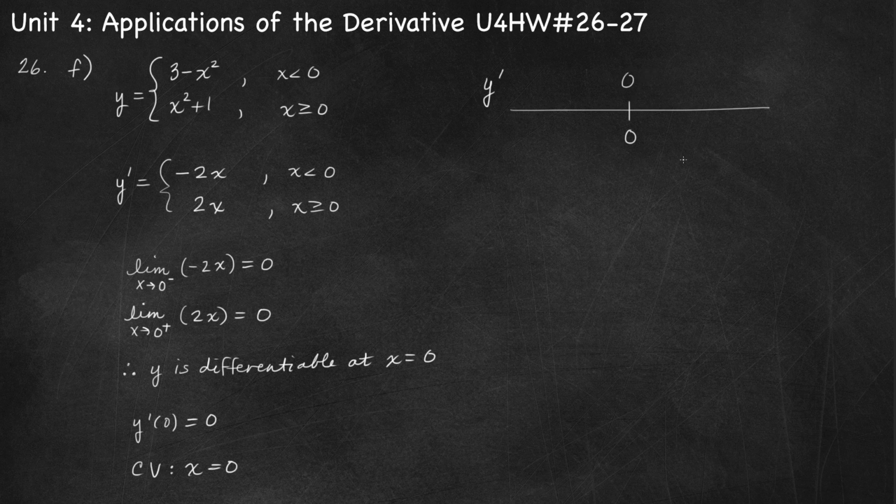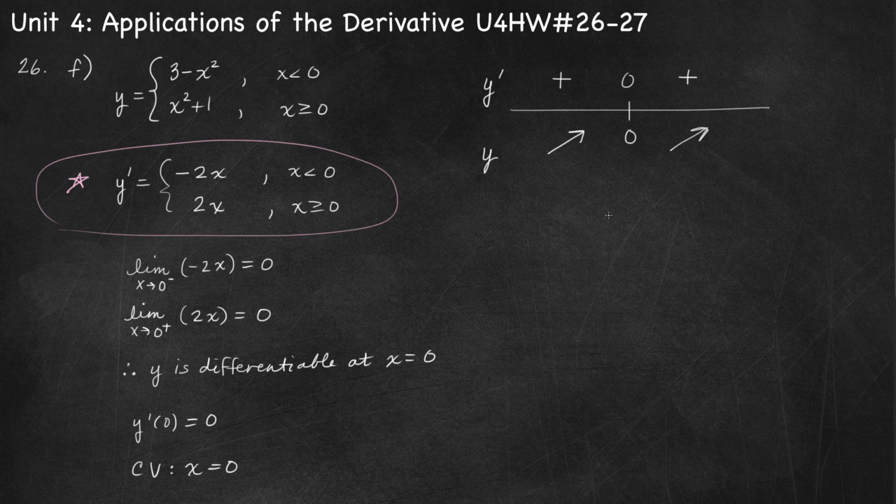So I need to now pick test points to see whether the other real numbers make the derivative positive or negative. So let's pick a test point of negative 100. And we're going to put that into our derivative equation here. At negative 100, I'm in the top piece. Negative 2 times negative 100 is positive. So my derivative is positive. Now I'm going to pick a test point of 100. That puts me into the bottom piece of my piecewise function. 2 times positive 100 is positive. So my derivative is positive to the left of 0 and positive to the right of 0. That tells me my original function is increasing to the left of 0 and still increasing to the right of 0.